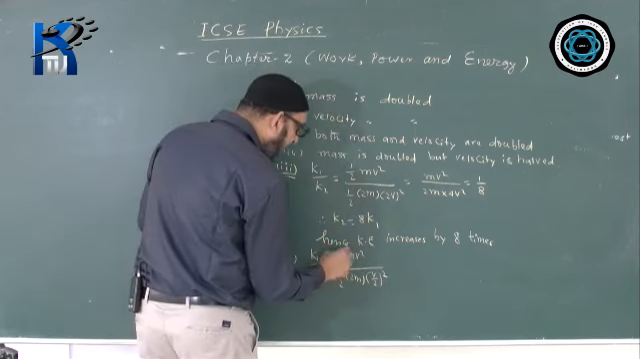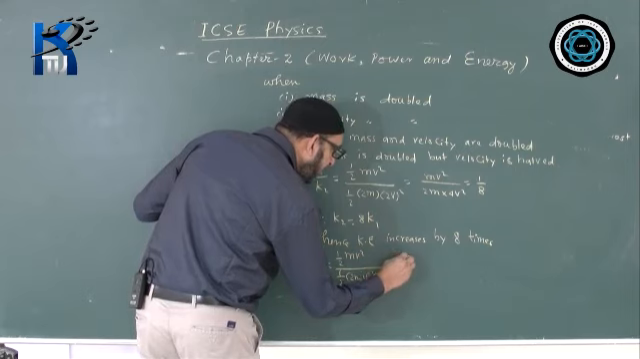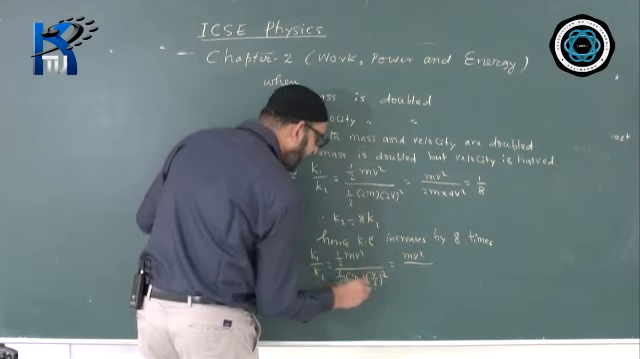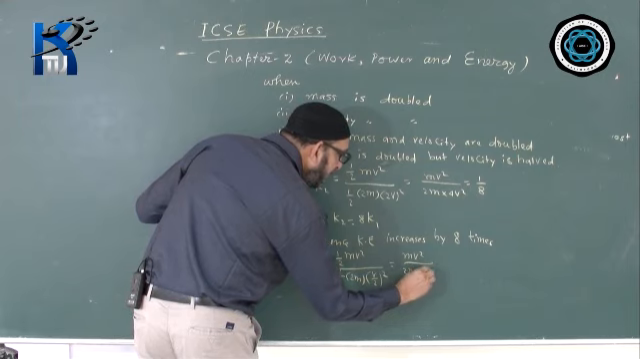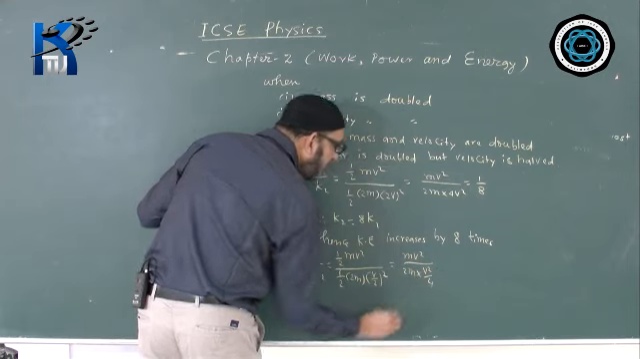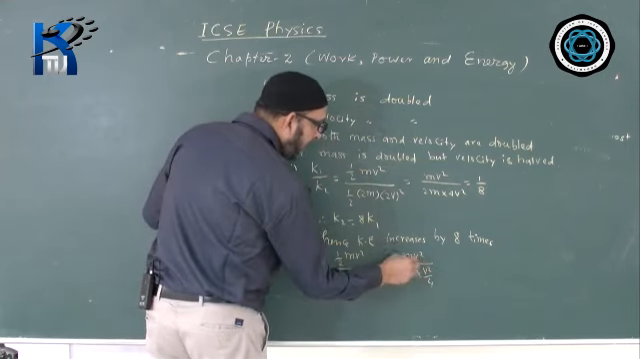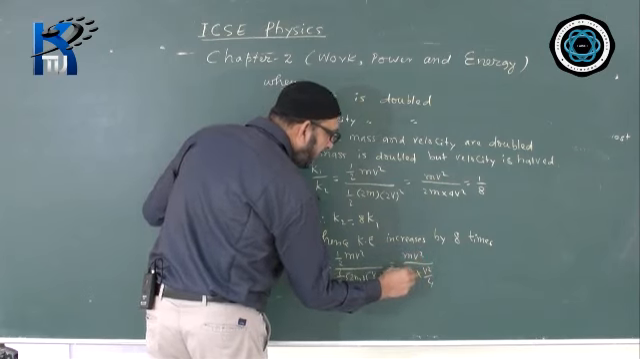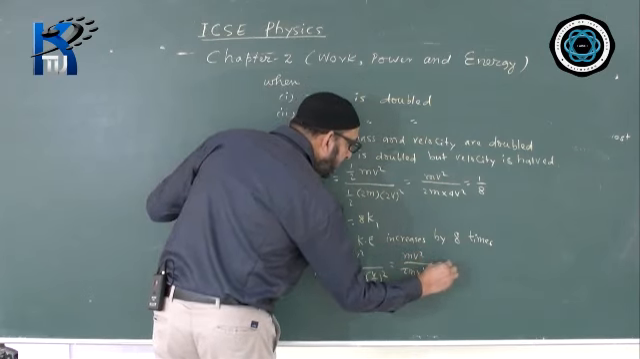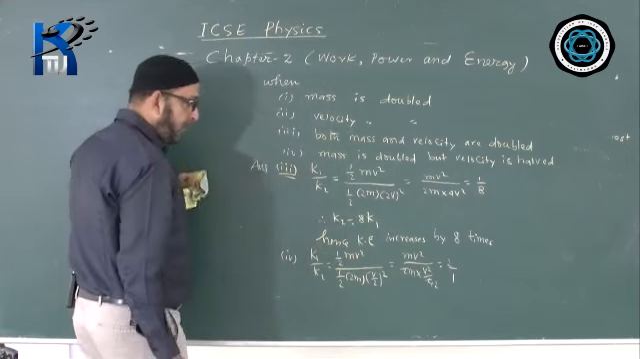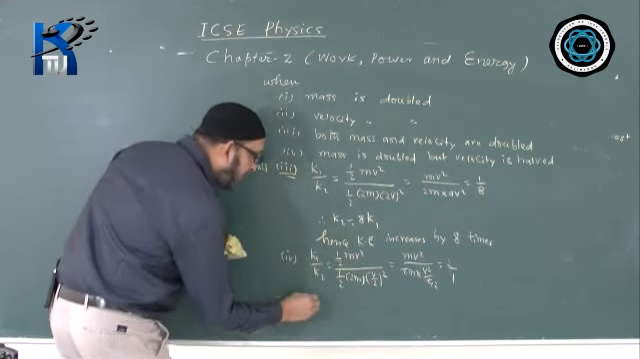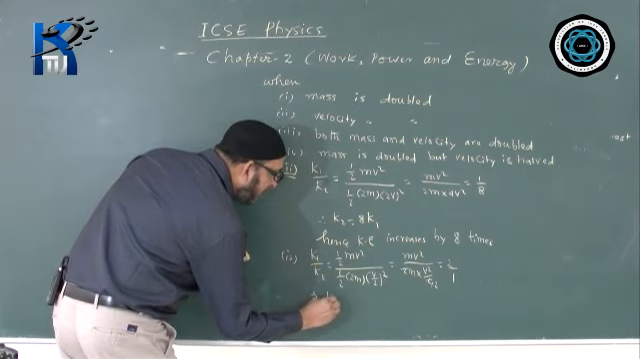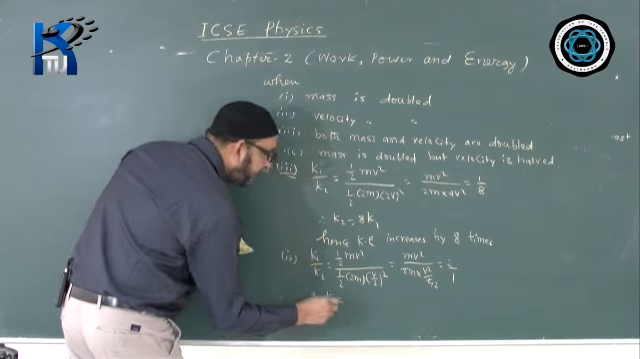So let us cancel, half will go. The answer will come here mv square, this is coming 2m into v square by 4. M cancel, v square cancel, 2 and this will cut, this 2 will come up. So 2 by 1. If the question asks you to find the ratio in the two cases, the ratio is 2:1. But now we are just checking K2. What is the value of K2?